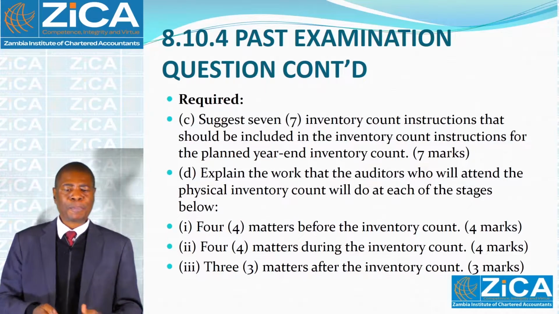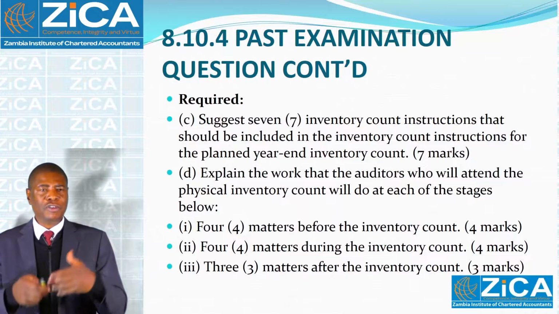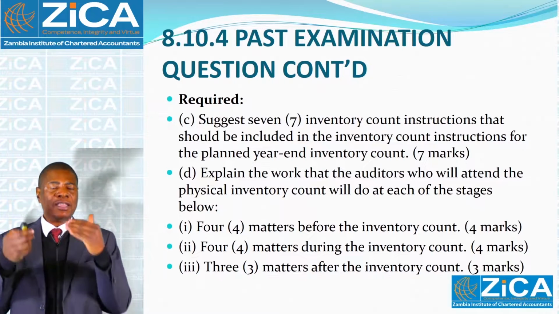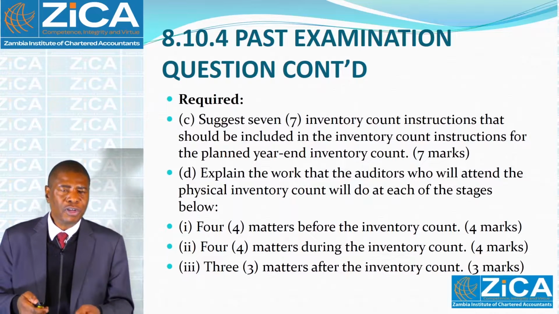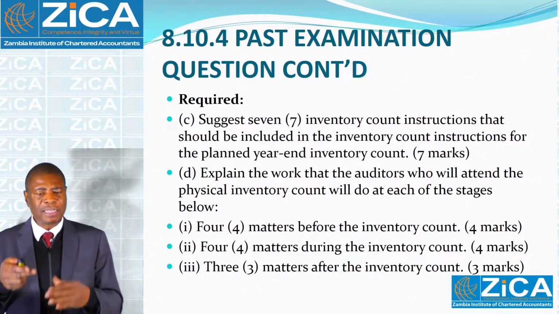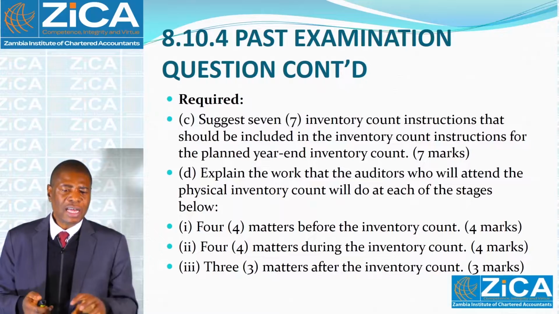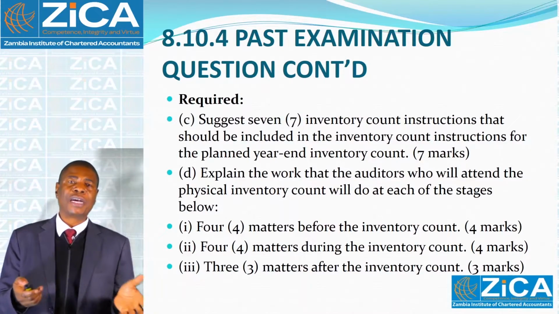And then after the count, your interest is valuation now. Are they valuing what they counted? So you find that as an auditor, you've got work to do before, during, and after. There were 4 marks, and 3 marks. So if you knew that, you would have actually got all the marks.